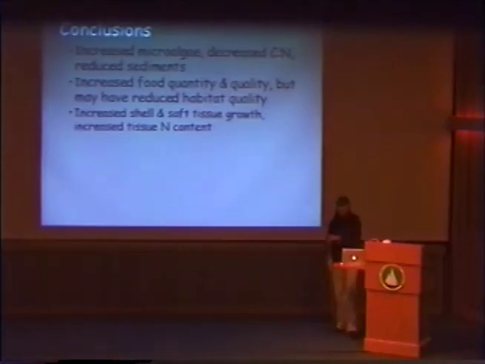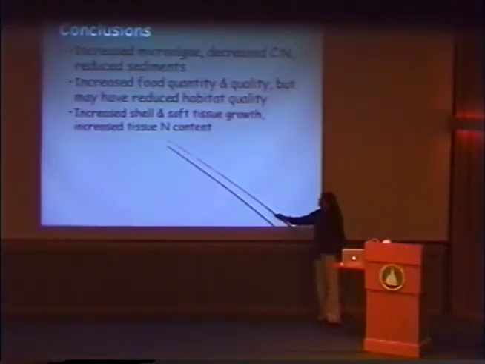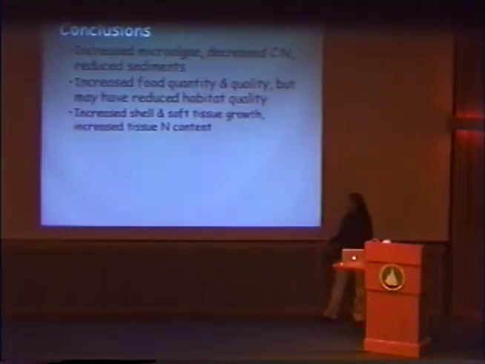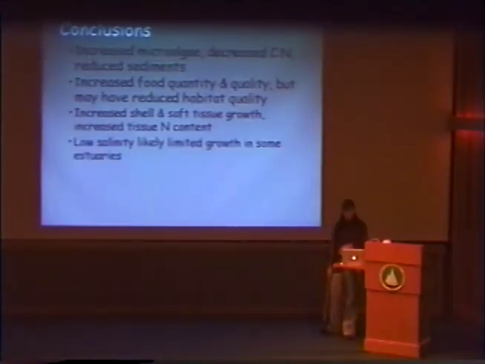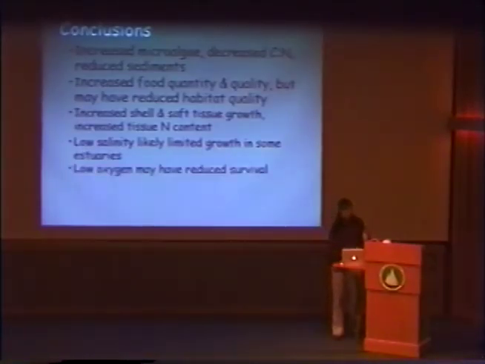We also found that with this overall effect on food supply and habitat, the primary effect on shellfish was increased shell and soft tissue growth with an increased tissue nitrogen content or potential change in tissue biochemistry. And finally, it was interesting to note that other outside factors, potentially not related to nitrogen enrichment, such as salinity, may have limited growth in some of our estuaries, and that low oxygen may have contributed to reduced survival in at least 1 year of the study.